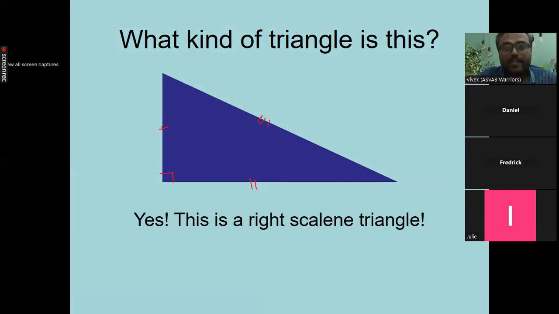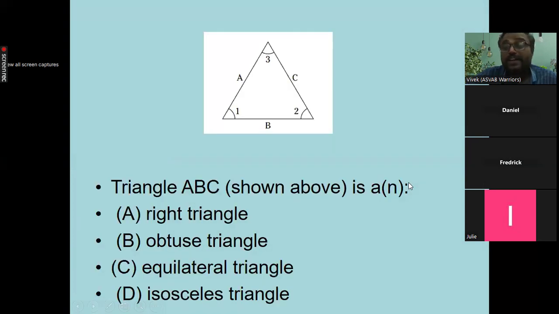Right scalene triangle. That means what? It has a right angle. Scalene means all three sides are different in length. Let's move on. Okay, guys, this question has been taken directly from your ASVAB sample papers.